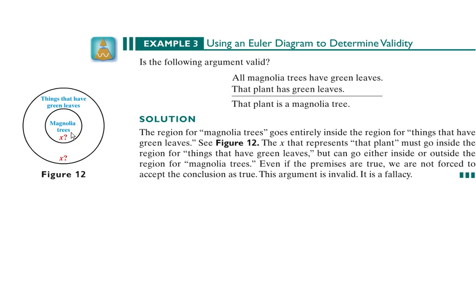But then looking at that plant, you don't know whether that X, which is that plant has green leaves, goes in the magnolia circle or in the green leaf circle. So therefore, there is a question. So the argument is invalid. It is a fallacy. Again, does the position of the X support the validity of the argument being, in a sense, in its proper place?